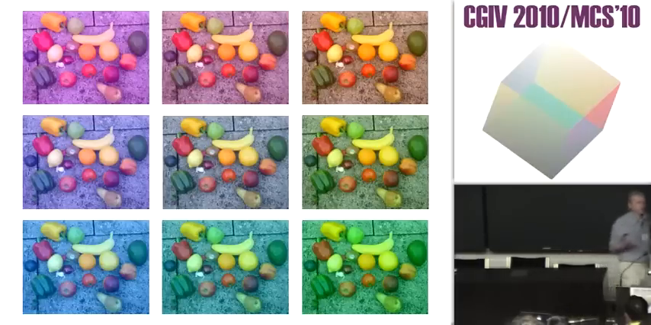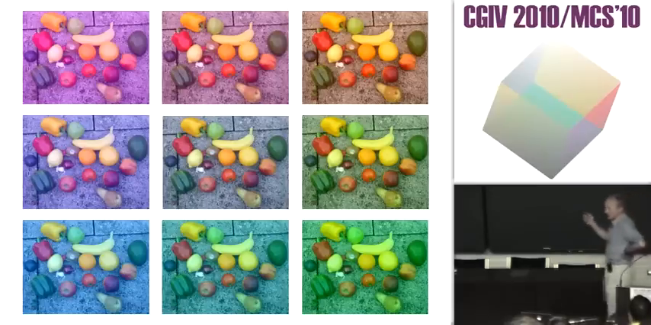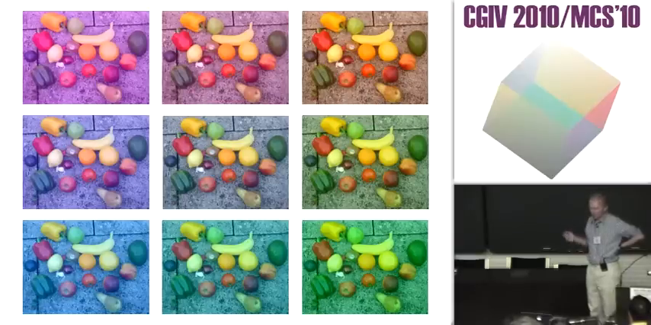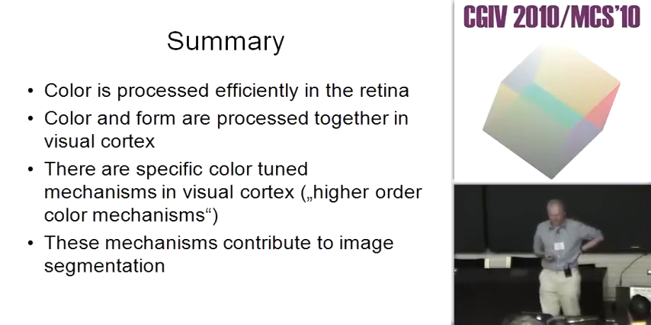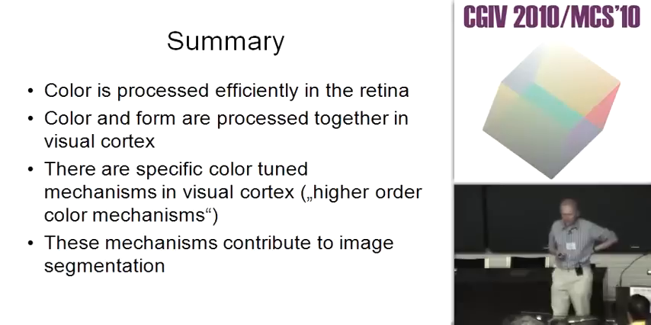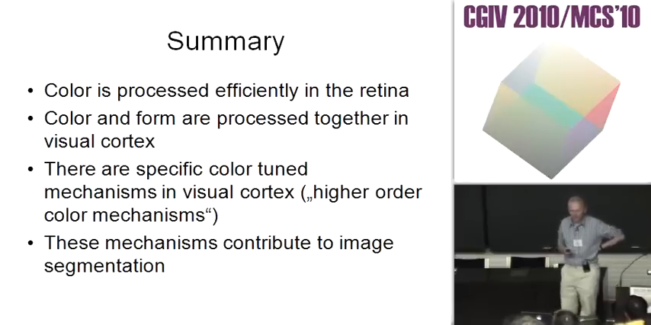And of course, all the typical mechanisms of color constancy play a big role here, but recently we were also able to show that our knowledge about the color of objects can have an effect on our perception of the world. Now, to summarize what I've shown you: color is processed very efficiently in the retina. Color and form are processed together in the visual cortex, tightly linked, and there are specific color-tuned mechanisms in visual cortex, the so-called higher order color mechanisms, and these mechanisms contribute to image segmentation.